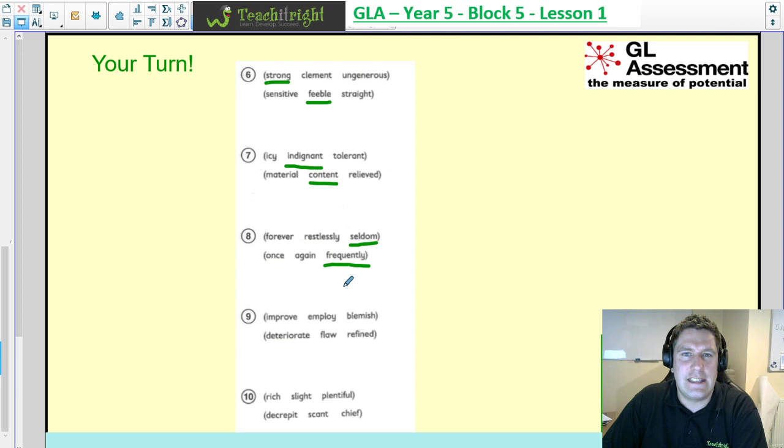The 2 words that are antonyms in this question are improve and deteriorate. Deteriorate means to worsen. So improve and deteriorate. And lastly, we've got rich, slight, plentiful, decrepit, scant, and we've also got chief. The answer here is plentiful, because plentiful means a lot and scant means not very much. Decrepit, which you may have heard before, is when something is worn out. And again, that will be a word to put in your word and meaning book.